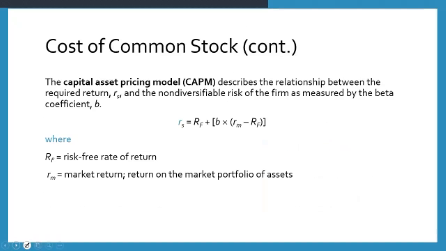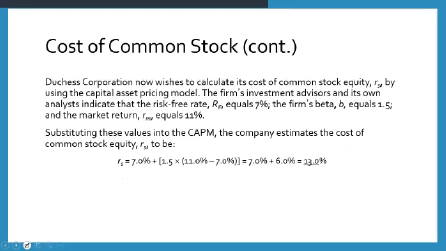Under the capital asset pricing model, CAPM, remember that, it describes the relationship between the required return and the non-diversifiable risk of the firm as measured by the beta coefficient. So remember this from the last 2 sessions. Risk-free rate plus beta times the market rate minus the risk-free rate. Right, that's how we find the expected rate, taking into consideration the non-diversifiable risk.